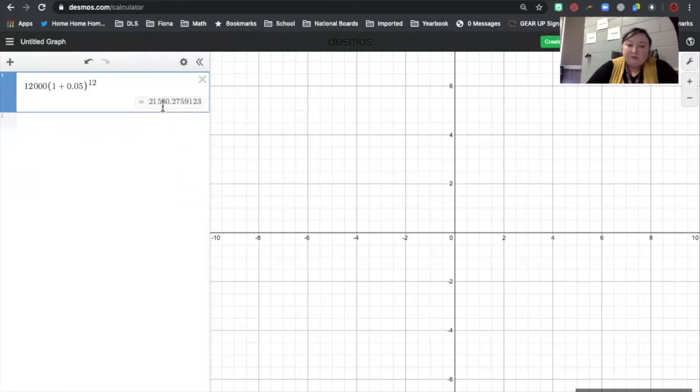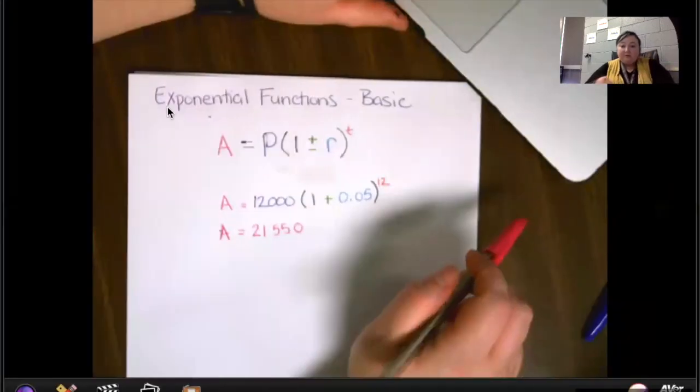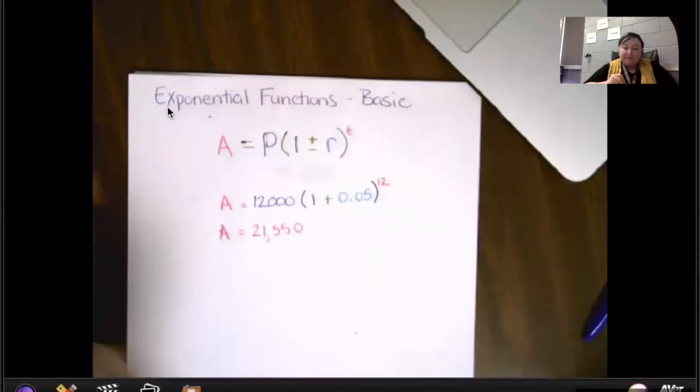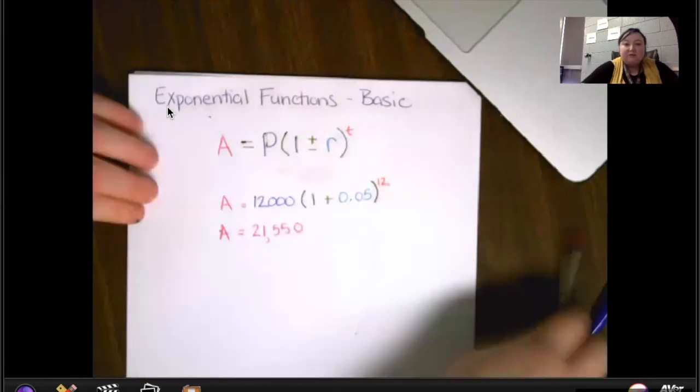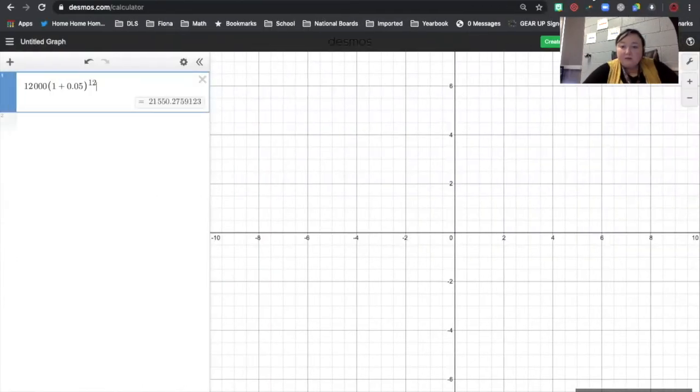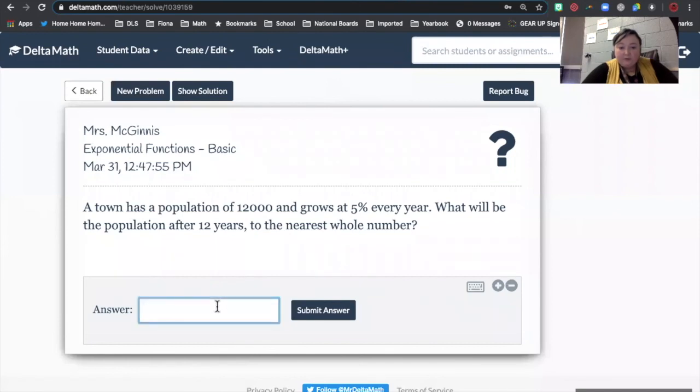You see here you're going to get that answer, and it did say round to the nearest whole number, so we've got to look at that rounded to the nearest whole number. It's 21,550, but we need to see if we're going to move that 0 up or leave it a 0. Because it's a 0.2 right after the decimal, we're going to leave it as a 0. So your final answer on that would have been 21,550.